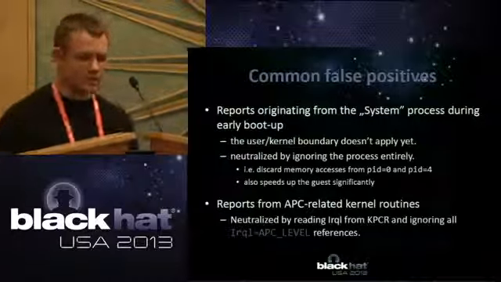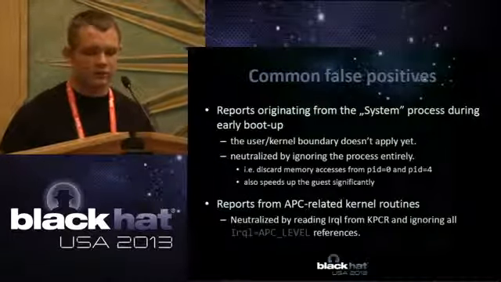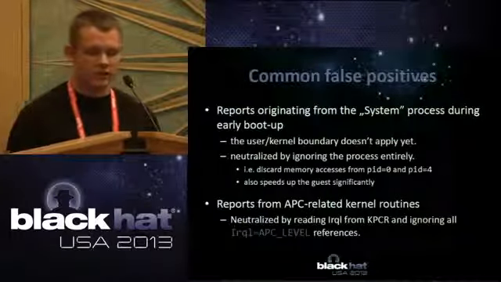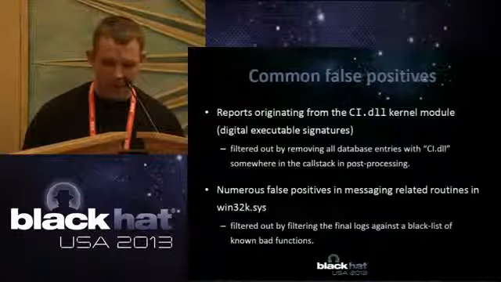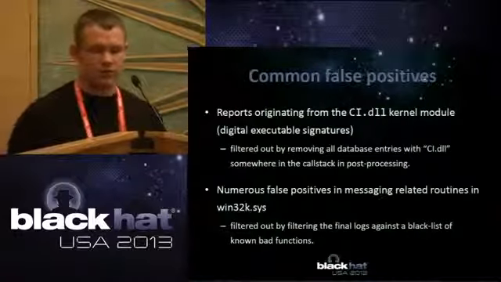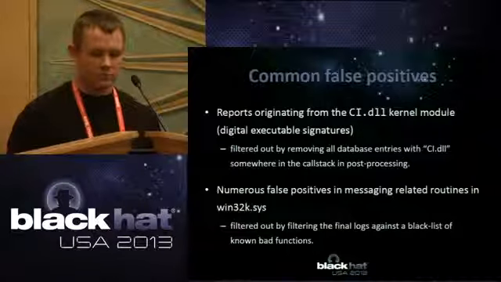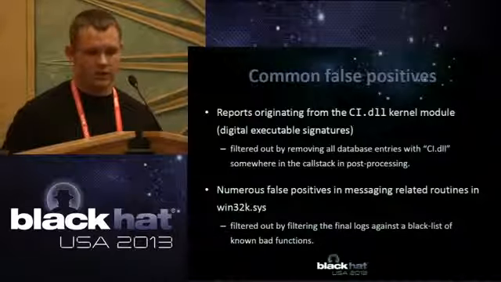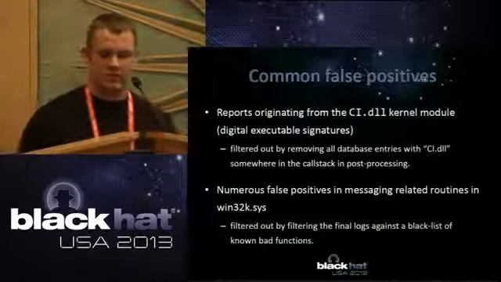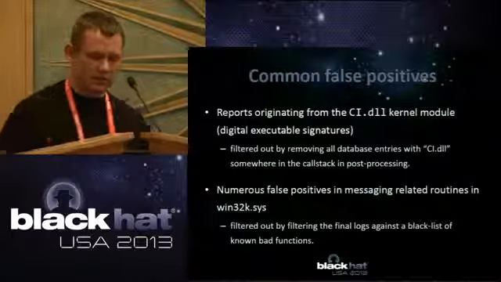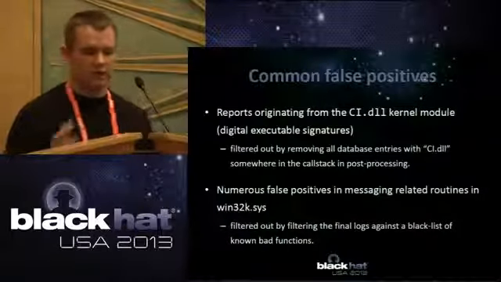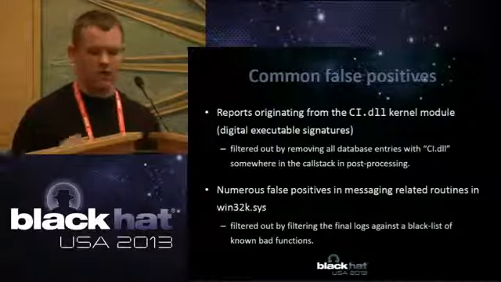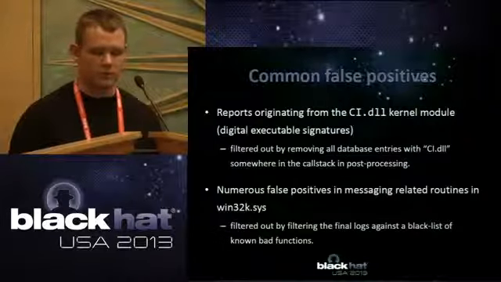We also got lots of false positives from APC related kernel routines, which we neutralized by discarding all of those fetches that were taking place at IRQL equals APC level. Then we again had lots of reports originating from ci.dll, which is responsible for handling the PE signing things. So we just removed all database entries which had ci.dll somewhere in the call stack, which was also pretty effective. And then we had numerous false positives in the messaging routines of Win32k, which we basically had to deal with by having a blacklist of functions that are known to have false positives.